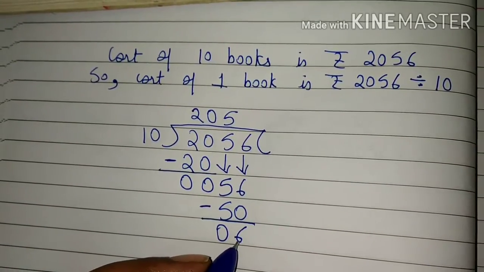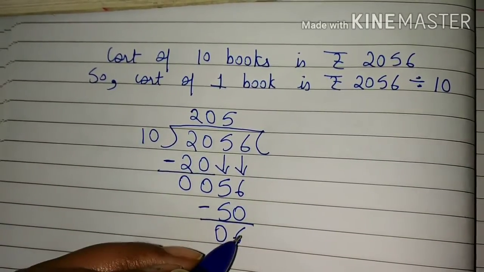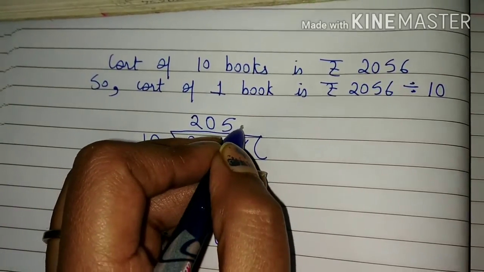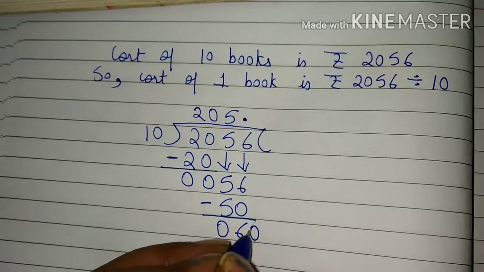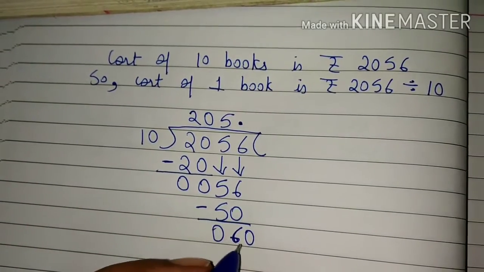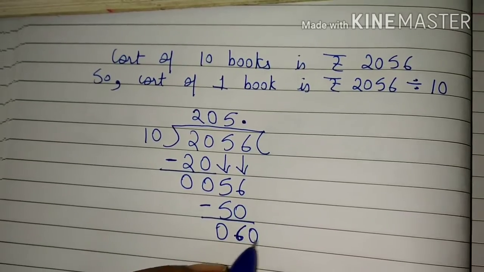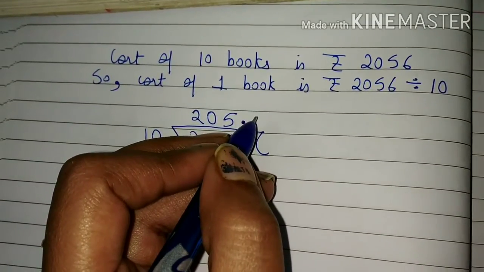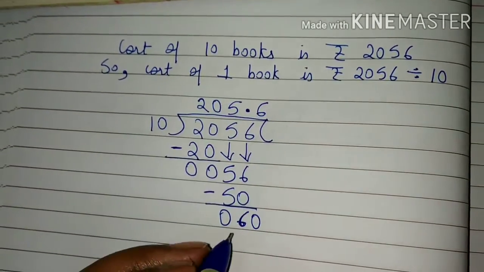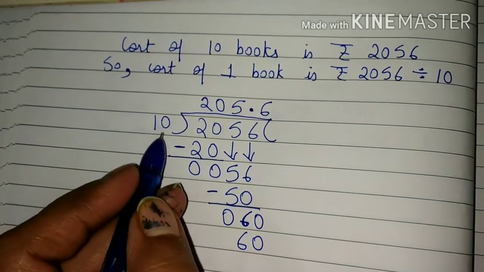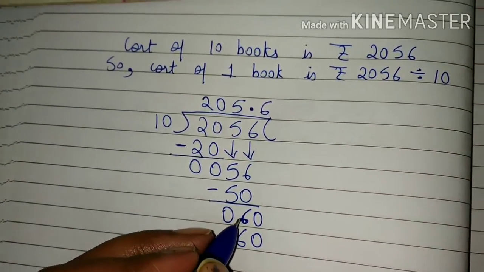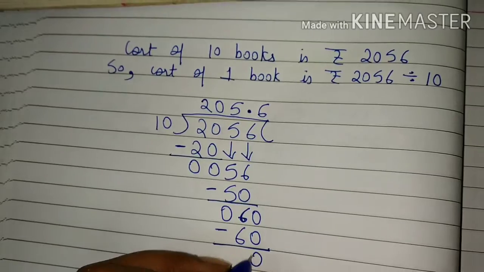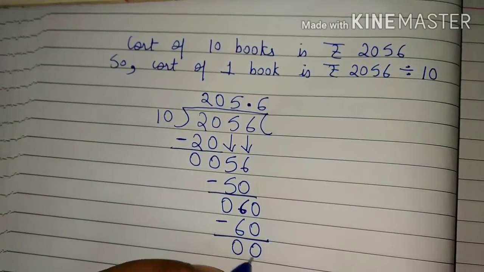Students, 6 cannot be divided by 10, because 6 is not coming in the table of 10. So we will put a decimal point here and then write 0 here. Now students, we will divide 60 by 10. So 10 sixes are 60. We will write 6 here and then 60 here, because 10 sixes are 60. Now students, we will subtract these two numbers. 0 minus 0 is 0. 6 minus 6 is 0.